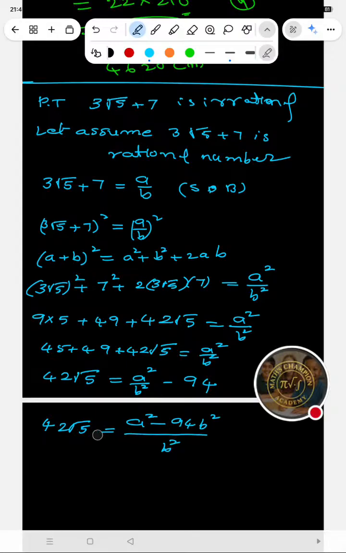Now we know that a square minus 94 b square by b square is a rational number.